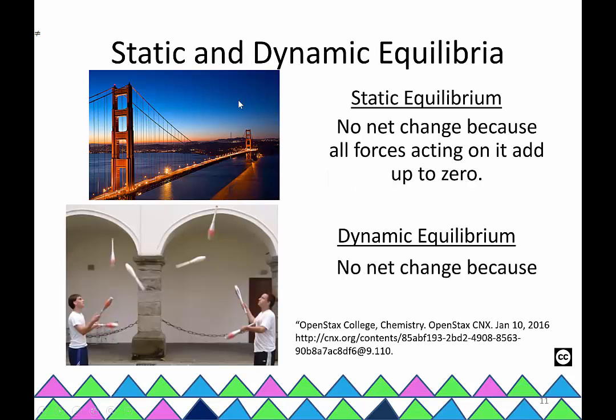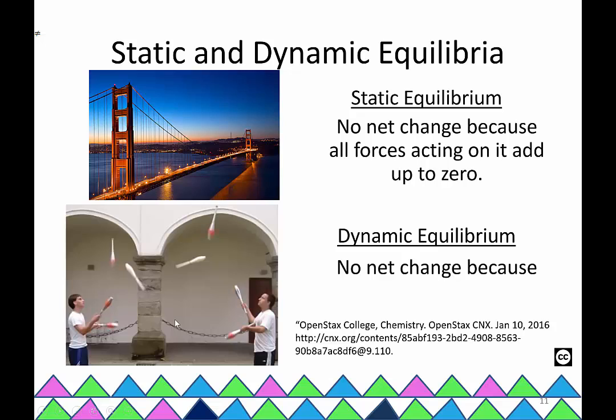So I just wanted to mention the difference between static and dynamic equilibrium. So static equilibrium is an example like a bridge. So if you take a statics class while you're in college, you'll learn about static equilibrium. Static equilibrium, nothing is changing because all the forces adding up on this bridge equals 0. And this is really important in a bridge design because you don't want anything to collapse. You have to make sure everything's balanced.